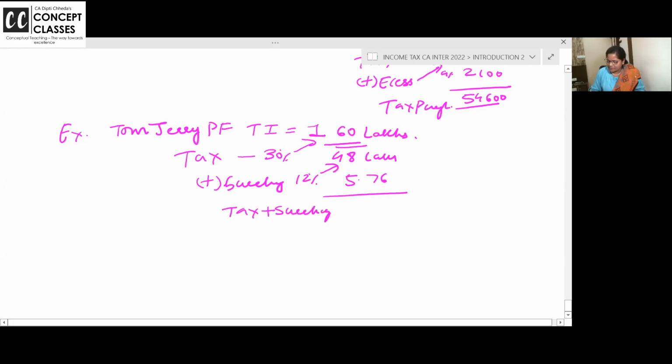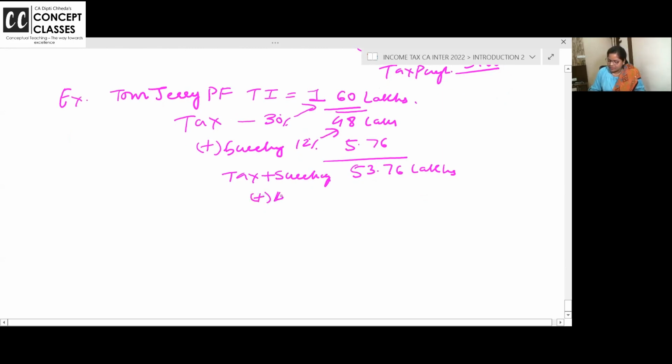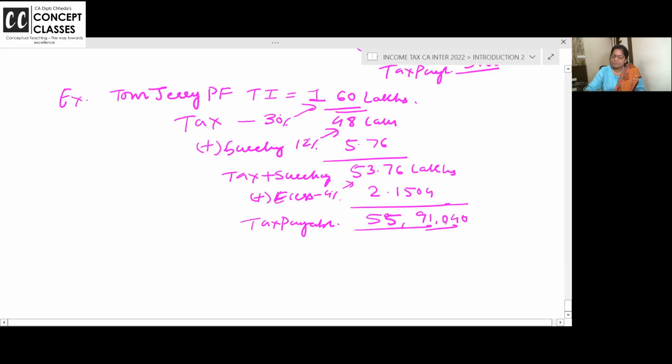Tax plus surcharge, 53.76 lakhs. Now on this, you have to pay cess at the rate of 4%. 2.1504. So what is the tax payable? 55 lakhs 91,040. Yes.